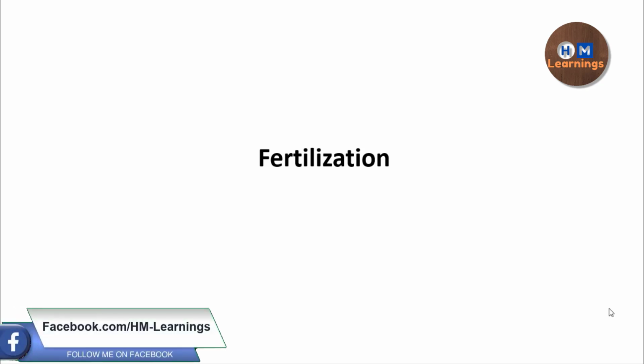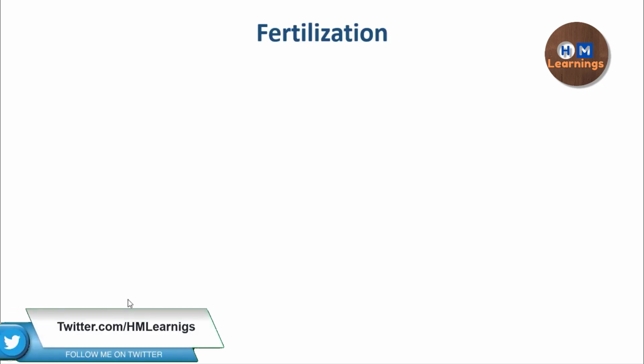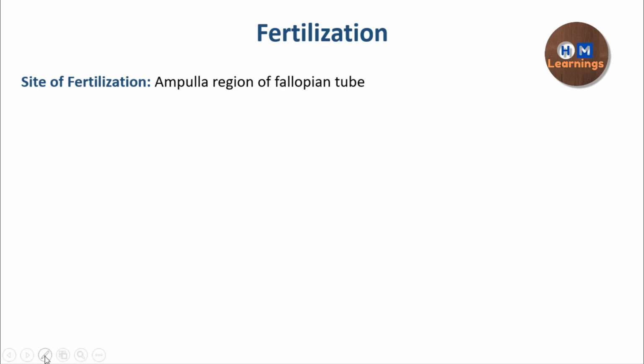So today we are going to see the next video in the series of reproductive physiology, that is fertilization. In the previous video we talked about capacitation, and we have seen that the sperm has reached the site of fertilization. Now, how is the ovum going to reach the site of fertilization? We know that the site of fertilization is the ampulla region of the fallopian tube.